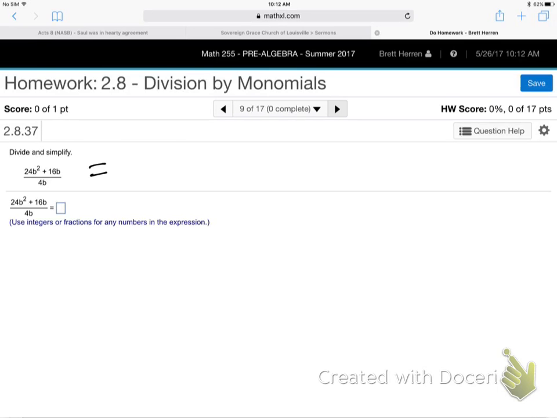So what do we got? 24. So I'm just going to separate them, right? So go ahead and make it two separate fractions, right? So pluses and minuses separate things.